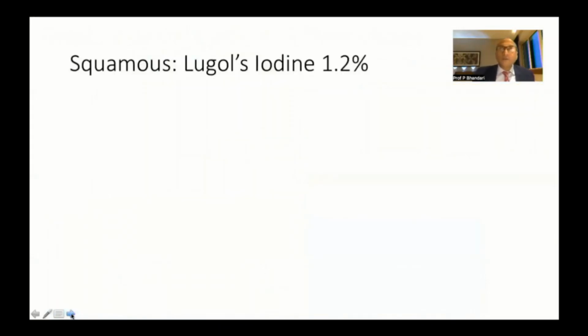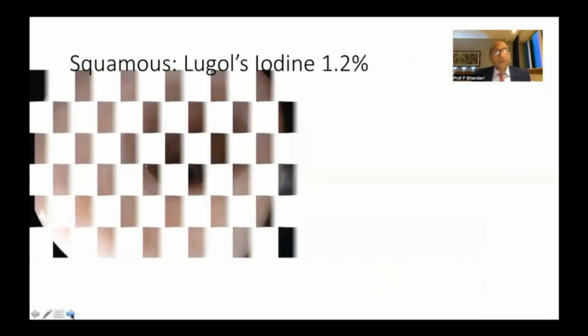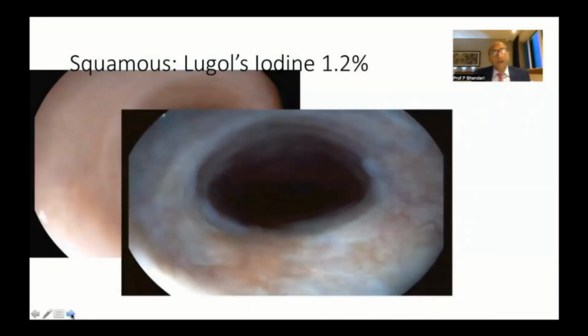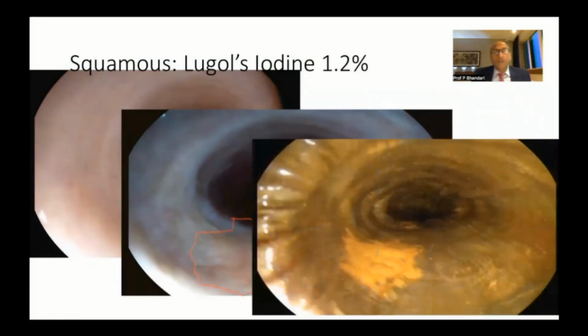Now, in squamous esophagus, in order to improve the detection of squamous neoplasia, which can be very, very subtle, the best imaging would be Lugol's iodine. We use 1.2%. Here you can see on white light, a clean esophagus. Still, you can easily miss a lesion till you use advanced imaging. This is i-scan from Pentax, and you can see that there is a subtle alteration here, loss of vessel pattern. When you put Lugol's iodine, then you don't need to look for subtle changes.